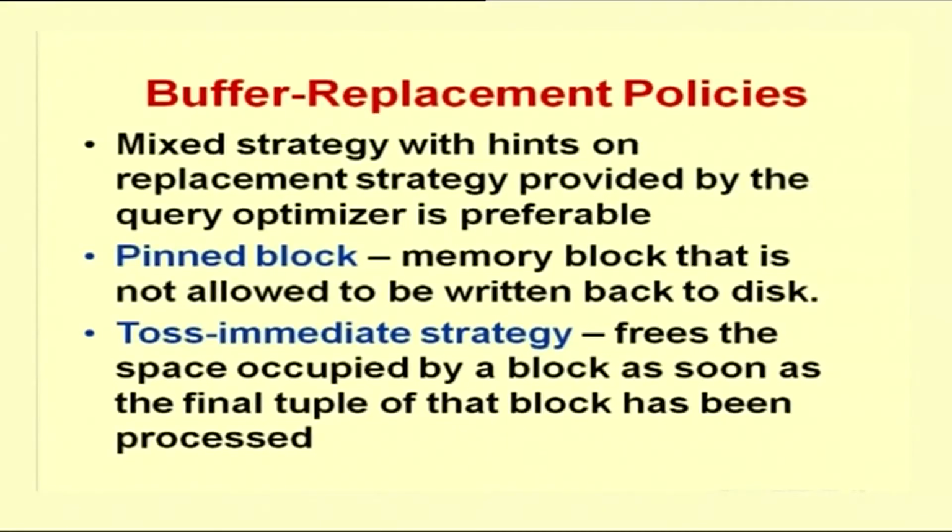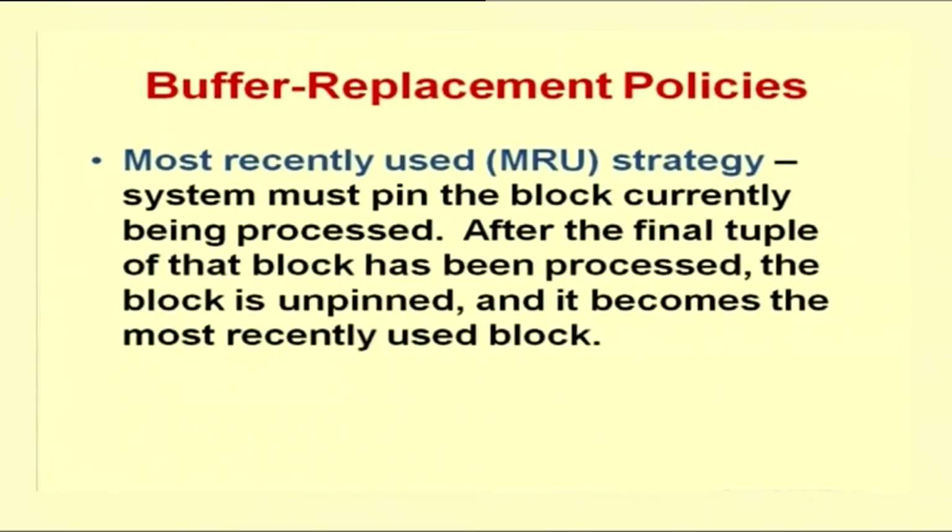So, normally for replacement they use a mixed strategy. You have something called a pinned block, that is a memory block that is not allowed to be written back to disk, that is, it always has to be in main memory. You have the toss immediate strategy, where after the final tuple of a block has been processed, you can immediately push it out to the disk. And you also have what is called the most recently used strategy, where it will pin the block that is currently being processed. After the final tuple of the block has been processed, the block is unpinned and it becomes the most recently used block. So, this most recently used block is also another piece of information that we use for replacement.